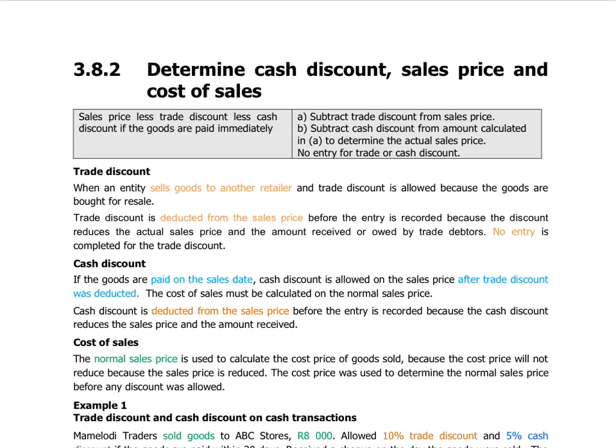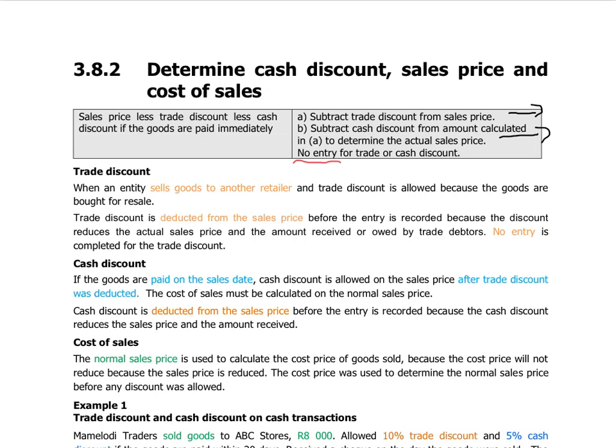When we look at this block, we see that if trade discount is allowed, we must subtract the trade discount from the sales price. If trade discount and cash discount are allowed, the cash discount must be subtracted from the figure that was determined after the trade discount was allowed. And you don't record any entry for trade or cash discount. So that is very important.